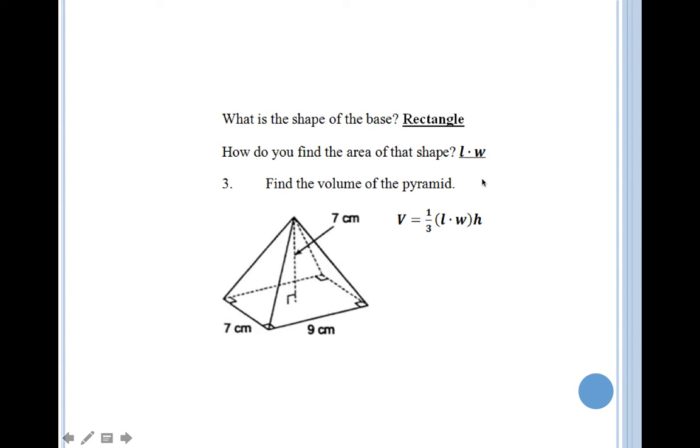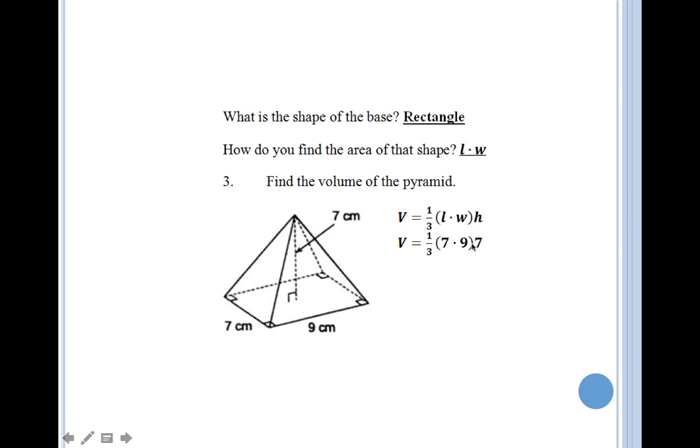So when I plug it in, it looks something like this. Now I'm going to plug it in using numbers. Length is 7, width is 9, my height is 7 again. So really I have 7 times 9 times 7, and then a 1/3 out front, of course.